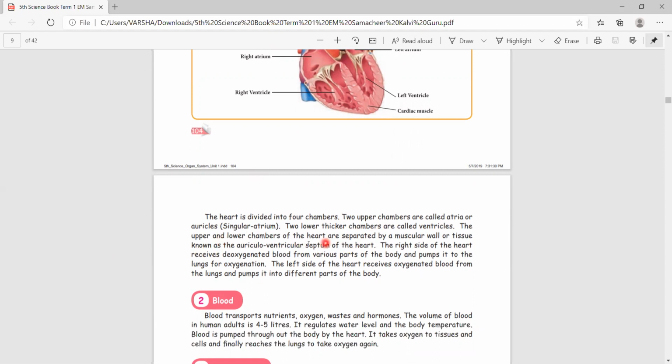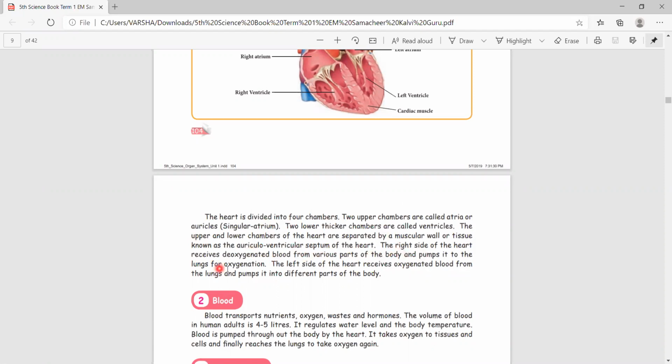The upper and lower chambers of the heart are separated by a muscular wall or tissue, and this part is also known as the atrioventricular septum of the heart. The heart has two upper and two lower chambers, so four chambers in total.